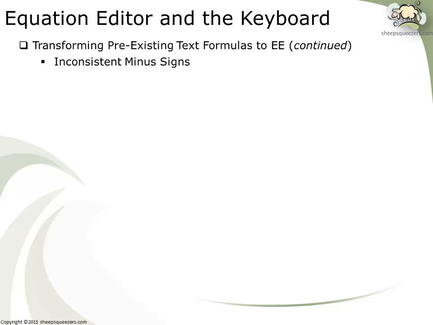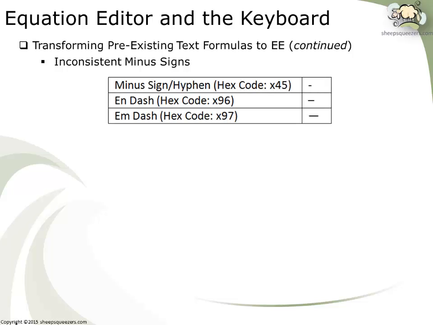Now, let's talk about inconsistent minus signs. In Microsoft Word, you have the benefit, I'm guessing, of several different minus signs. For example, in that first row, that's the normal minus sign or hyphen you have on your keyboard. And that's what that looks like, a very short, stubby minus sign, which is fine. Another one is the N dash, which is a little bit longer. And then you have the M dash, which is the longest dash.